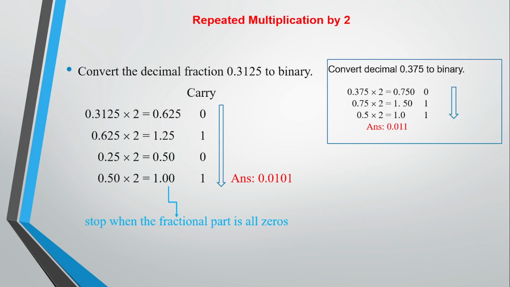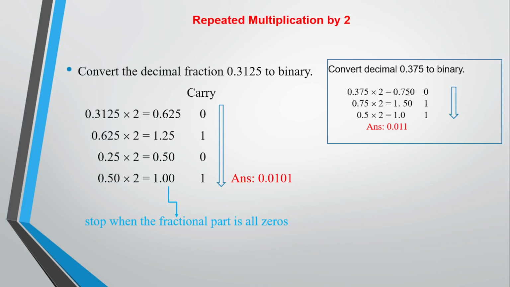Then take the fractional part, that is 0.625, only the fraction, multiplied by 2, it is 1.25. So here there is a carry, so put the carry as 1. And the fraction is now 0.25, so multiply 0.25 with 2 in the next step, we have 0.5. So again, 0 is the carry. Multiply 0.5 with 2 in the next step, and we get 1.00, and the carry is 1, and the fraction is 0. Since the fractional part has now become 0, stop multiplying.